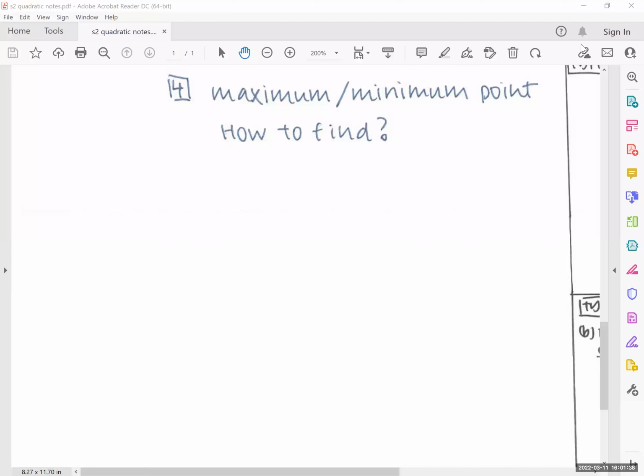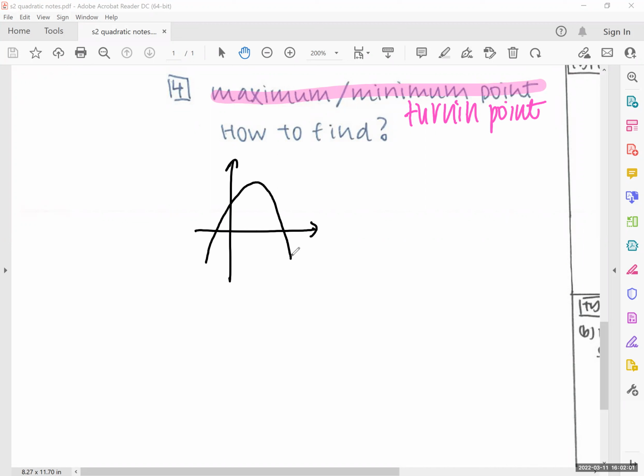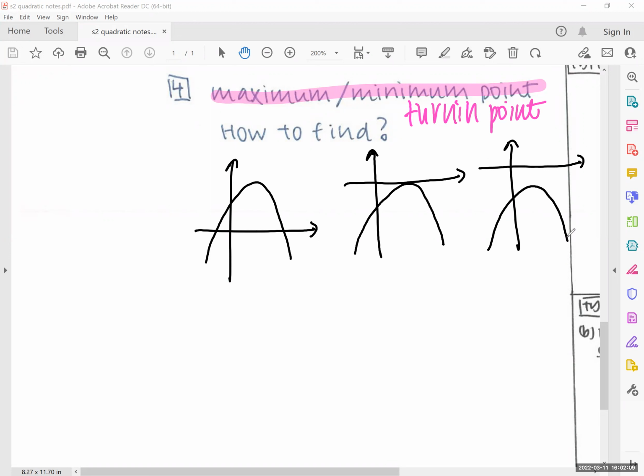So the last part is maximum or minimum point. Maximum or minimum point is the same thing. It's called the turning point that I just went through just now. So maximum point, you know, right? What shape gives you a maximum point? N shape. N shape can be like that, can also be like that, and can also be like that. So this is maximum point. Minimum point will be U shape.